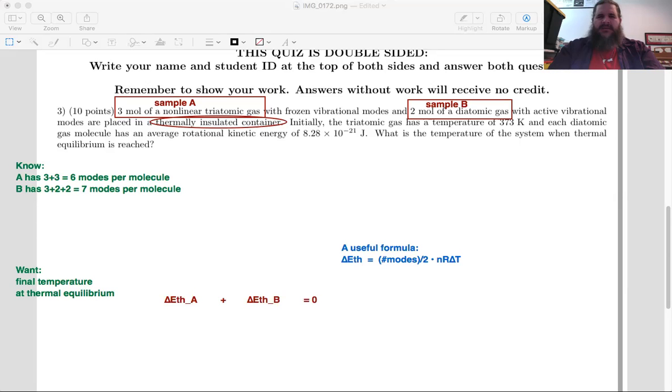Sample A has how many modes per particle? Yes, that was 6. So for this formula, number of modes over 2, we'll write 6 over 2 times N, which is, for sample A, we've got 3 moles, times R, which I'm just going to leave as R for now. We can fill in the value later, times delta temperature. That'll be T final A minus T initial A.